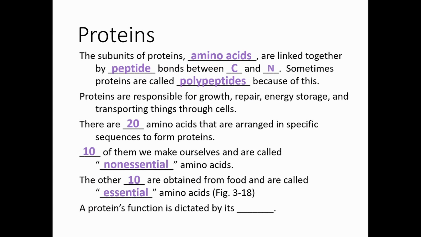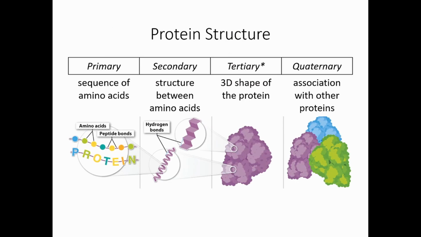Now, we mentioned there's only 20 amino acids, and yet these proteins, there's tons of them. They all do different things. How the heck do they do that? How do they get so different and so unique based on only 20 different building blocks? Like I said, the arrangement of them is important. The function of a protein is determined by the shape it takes on. So let's look at protein shape and how that's determined.